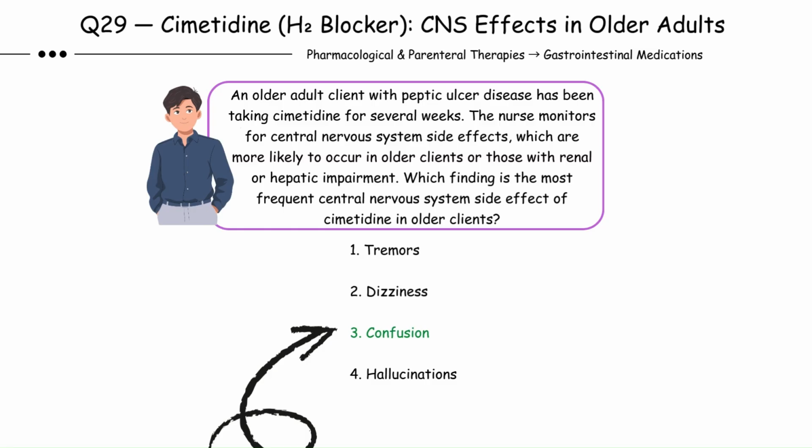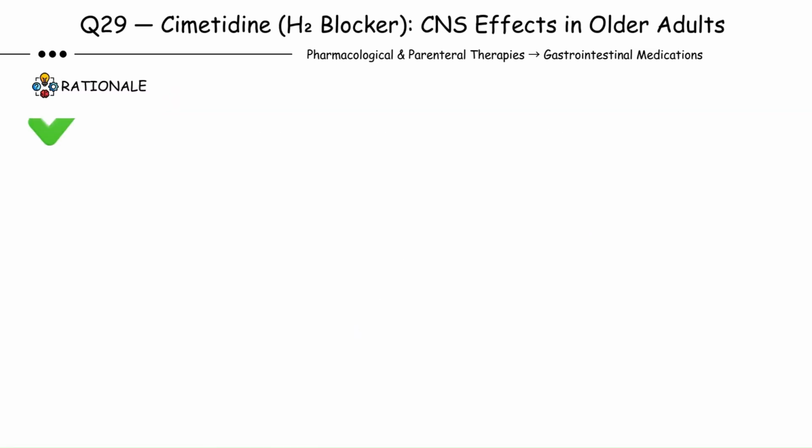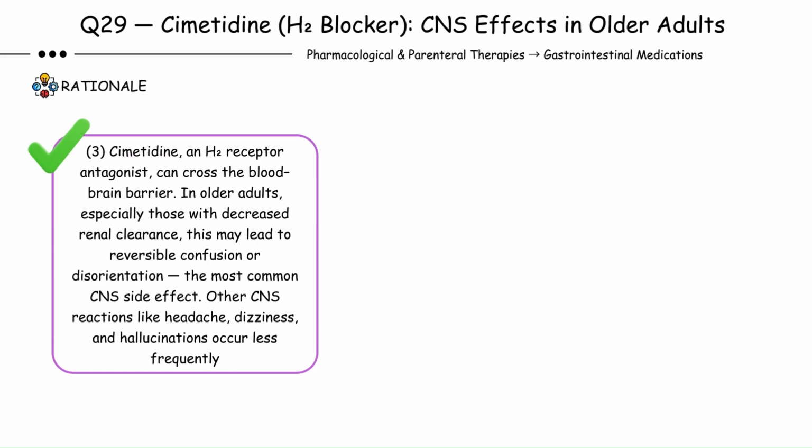Let's look at the rationale behind the correct answer. Cimetidine is an H2 receptor antagonist that can cross into the central nervous system. In older adults, especially those with impaired renal or hepatic function, this often results in reversible confusion or disorientation. It's the most frequently observed CNS effect with this drug in this population.